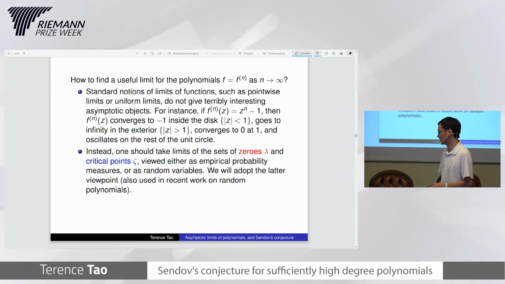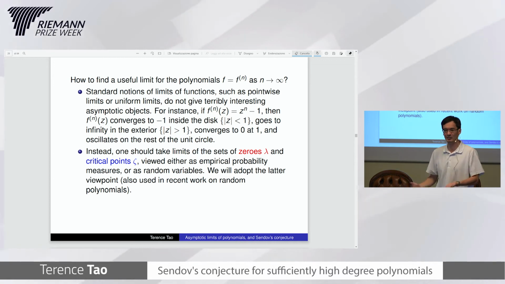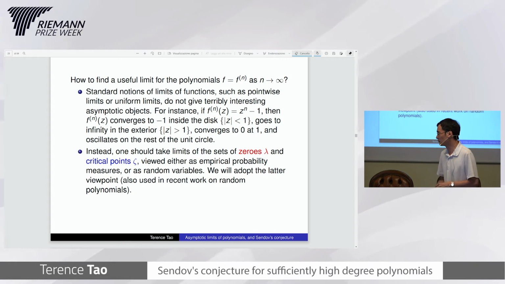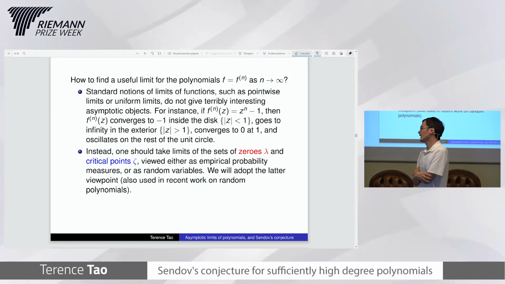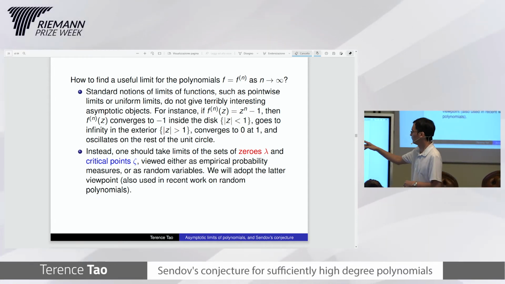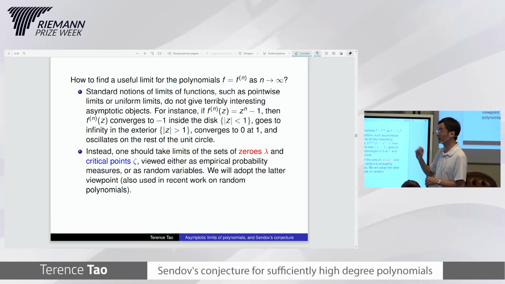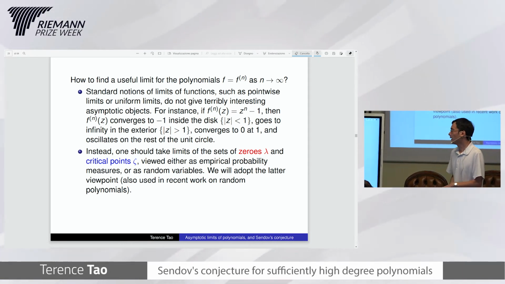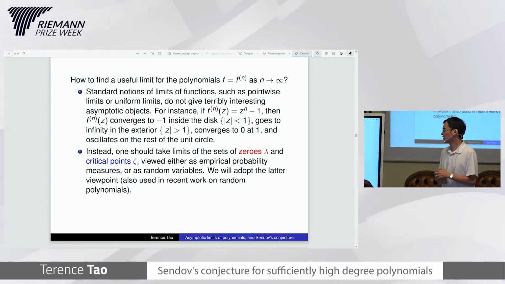As you learn in your analysis classes, there are dozens of notions of convergence. There's pointwise convergence, uniform convergence, convergence in measure, and so on. And if you try most of them, they give fairly silly answers. So for instance, this sequence of polynomials, z^n minus 1, was one example that was important. What is the limit of this sequence of polynomials?